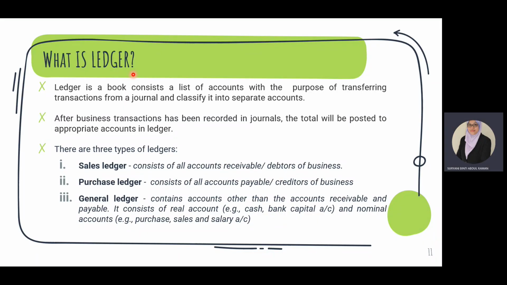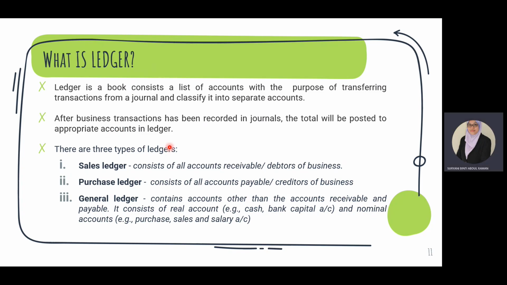Okay, the next process in the accounting cycle is recording of transactions into the ledger. What is a ledger? Ledger is a book consisting of lists of accounts with the purpose of transferring transactions from a journal and classifying them into separate accounts. This process is also known as posting. After business transactions have been recorded in journals, the total will be posted to the appropriate accounts in the ledger.